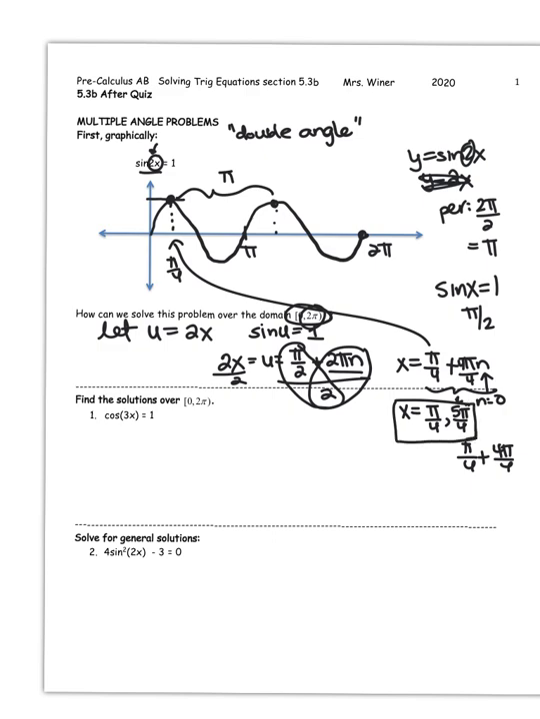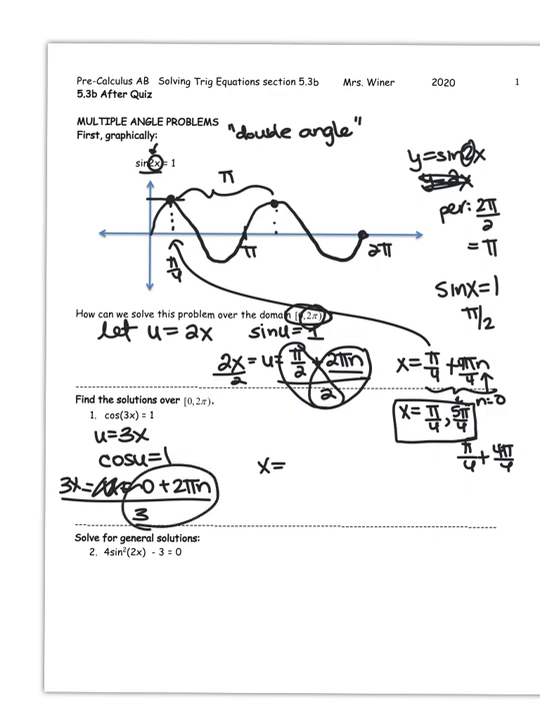So let me do that again with a new problem. Okay, so let's let u equal 3x in this case. So cosine of u is equal to 1. Now you think, what is the angle whose cosine is 1? Hopefully you got that as 0. So we always say 0 plus 2 pi n. That's the technique for these double and triple angles. Then I unsubstitute. That's what u equaled. Divide everything by 3. So now I get x equals, and I divide all of these by 3. So I get 0 over 3, which is just 0, plus 2 pi over 3 n.